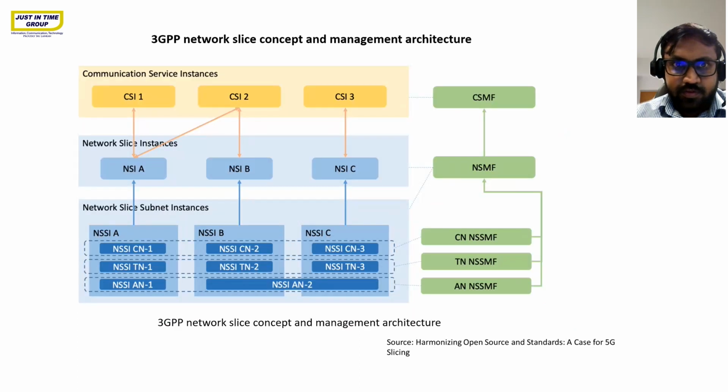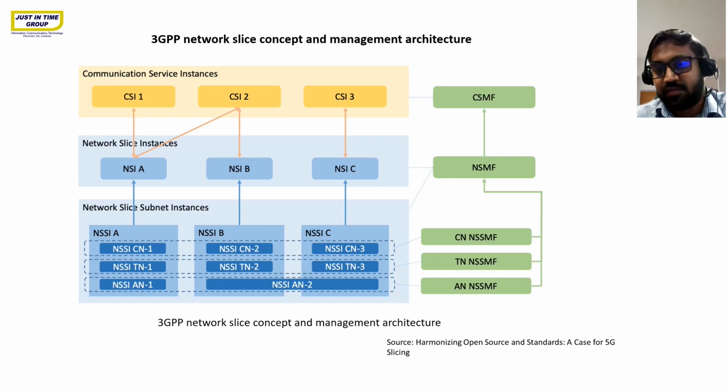So this is a high level overview of how we do slice management, and this is defined by 3GPP itself. On the top we have communication service instances. We use the term communication service instance to indicate, let's say you are a customer and you want to create an end-to-end latency sensitive slice, or maybe a slice for massive machine type communication requirements. That creation, or the logical creation, can be denoted through the term communication service instance.